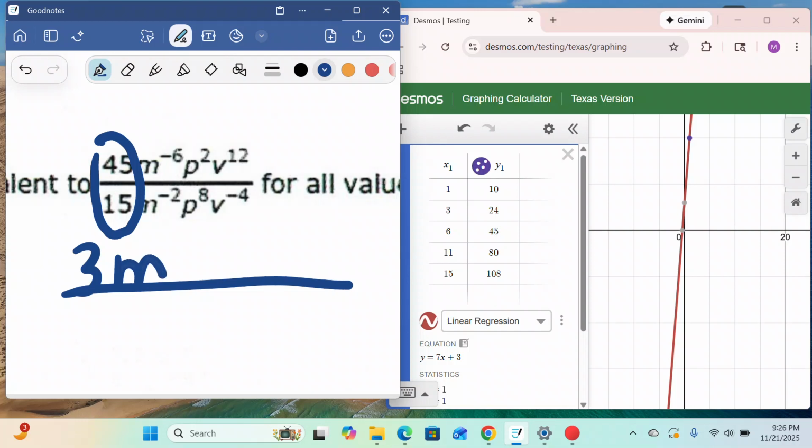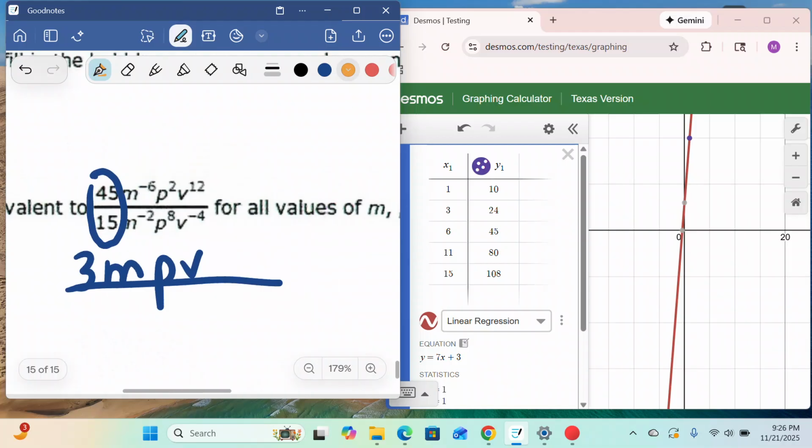And then I'm going to put an m because I have a pair of m's, a pair of p's, and a pair of v's. So what I'm going to do is subtract the exponents. So 45 divided by 15 is 3. That's how I got that one. For my m, I'm going to subtract: negative 6 divided by m to the negative 2. So it's negative 6 minus negative 2, and you input that into Desmos.